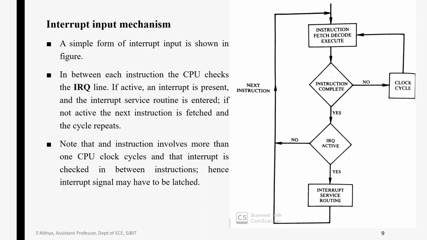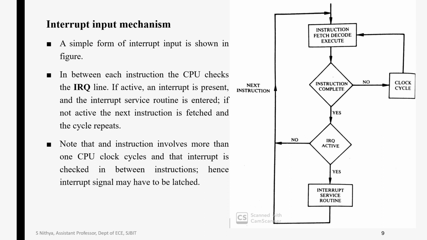If it is no, then it goes to the next instruction, fetch, decode and execute. Once the instruction is completed, it again checks whether the IRQ is active or not. If it is no, the clock cycles continue and the other instructions are executed. This is how the interrupt service mechanism works.